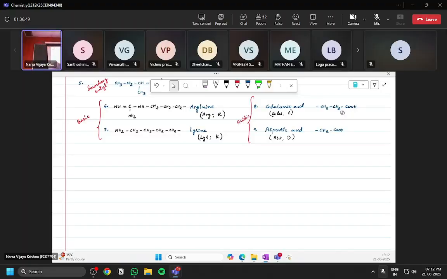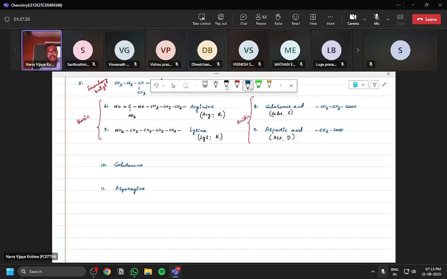Now, instead of acid group, if I write amide group in glutamic acid, and in aspartic acid write amide group: glutamine, asparagine. Glutamic acid, aspartic acid. Glutamine, asparagine. So 10 and 11, write them as one more group. 10 and 11. Glutamine, asparagine.